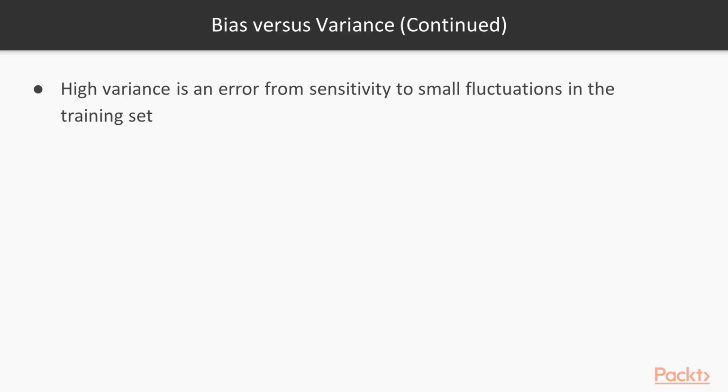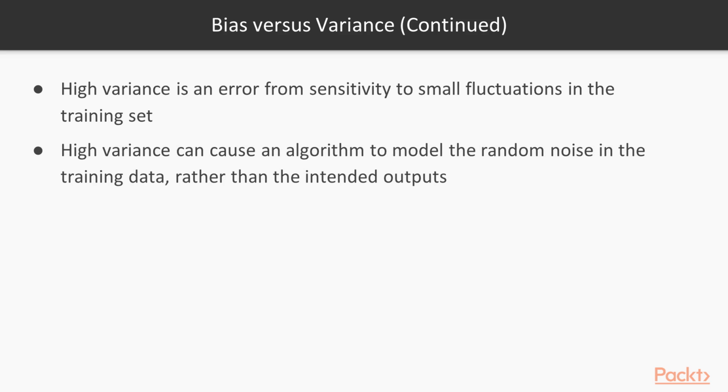On the other hand, we have the high variance problem. In this, the learning algorithm is so sensitive to the fluctuations in the training data that it tries to fit the data perfectly. A high variance problem can cause an algorithm to model the random noise in the training data.